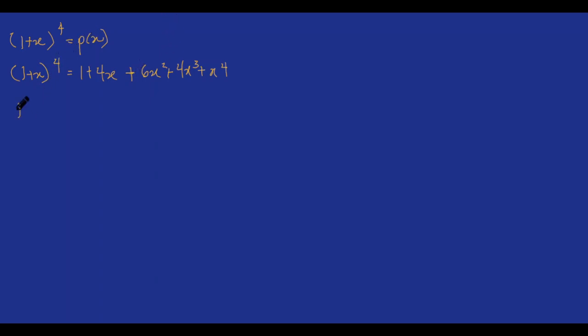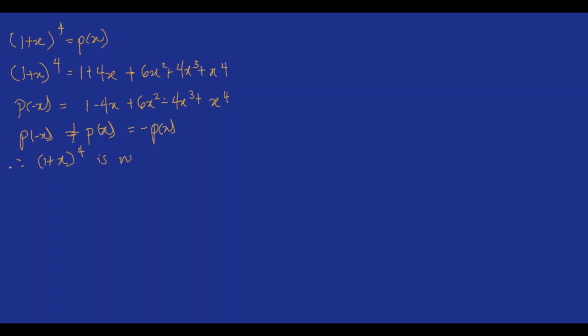So if we find p of minus x, p of minus x will be equal to 1 minus 4x plus 6x squared minus 4x raised to the power of 3 plus x raised to the power of 4. So we can see that p of minus x is not equal to p of x, and it is also not equal to minus p of x. So therefore, 1 plus x raised to the power of 4 is neither even nor odd.